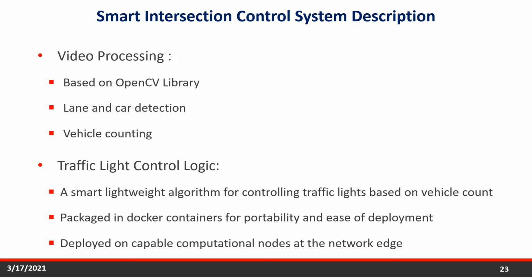Based on the video processing component's inputs, the traffic light control logic is composed of a smart lightweight algorithm designed for managing and controlling the traffic lights based on vehicle count. Both components are packaged in Docker containers for portability and ease of deployment. Because they are packaged in Docker containers, we can easily deploy them on any nodes in our system that are computationally capable and are at the network edge.